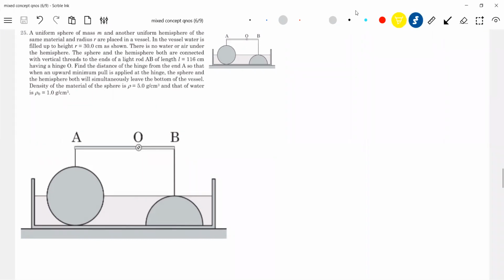The sentence is very beautifully placed here. Both will disappear. This is what you have to leave, the bottom of the vessel. Nothing to do with physics. Your grammar should be very systematic here. The sphere and the hemisphere both will simultaneously leave the bottom of the vessel. What do you mean by this? How to analyze this in terms of physics?